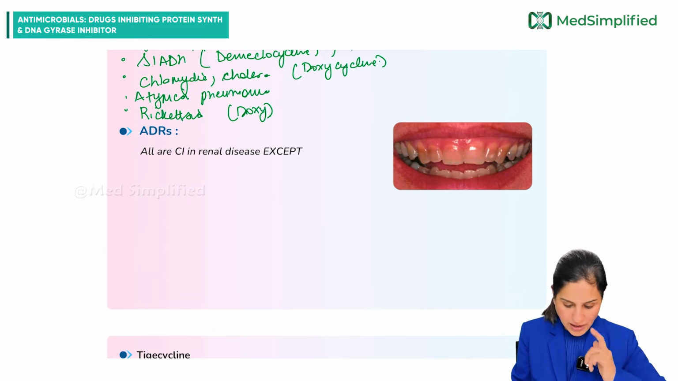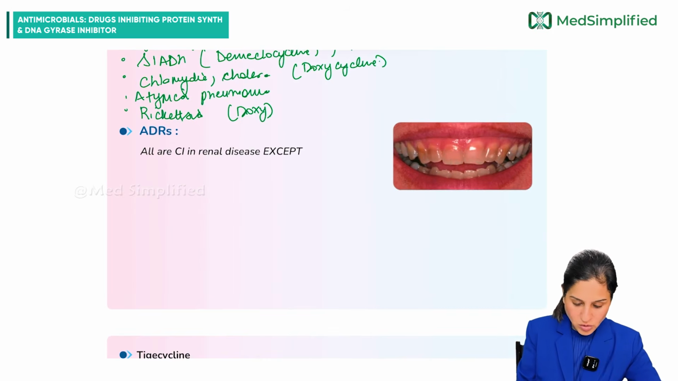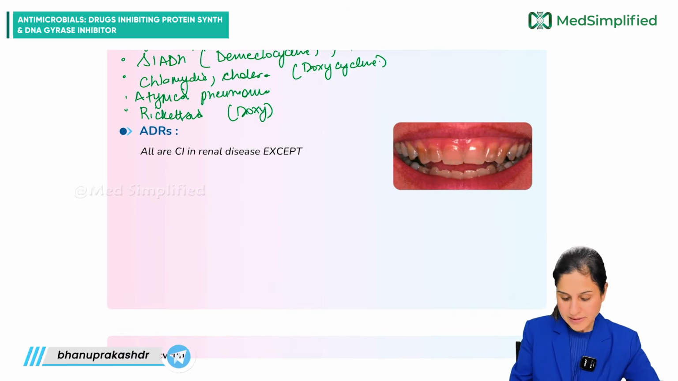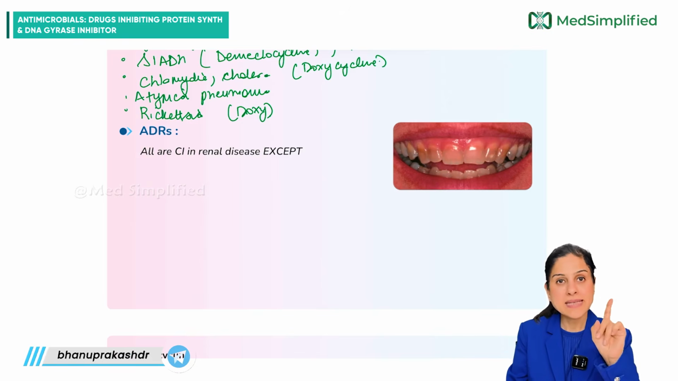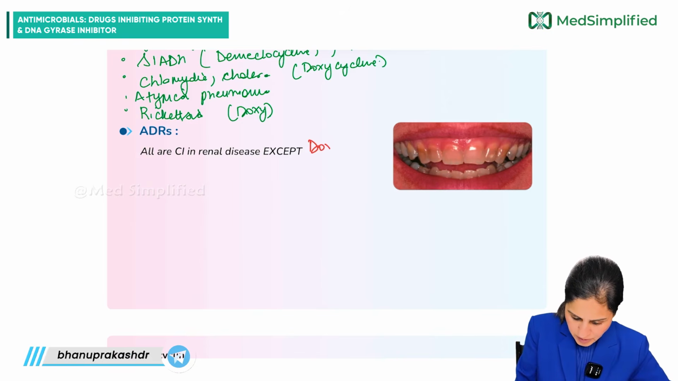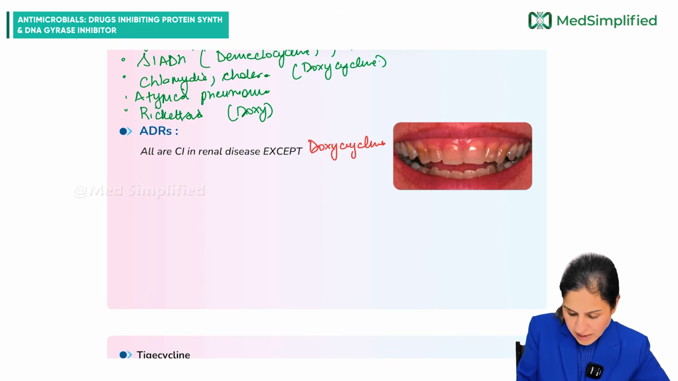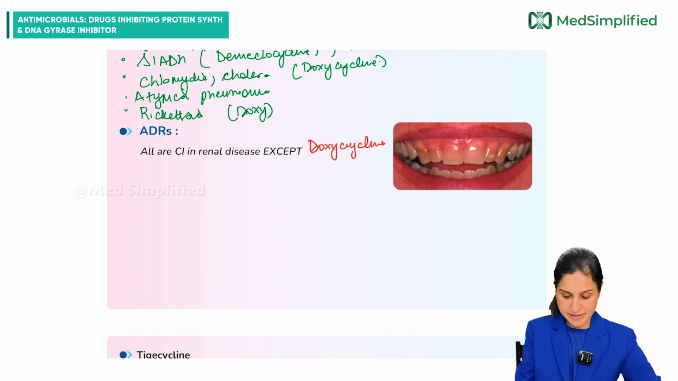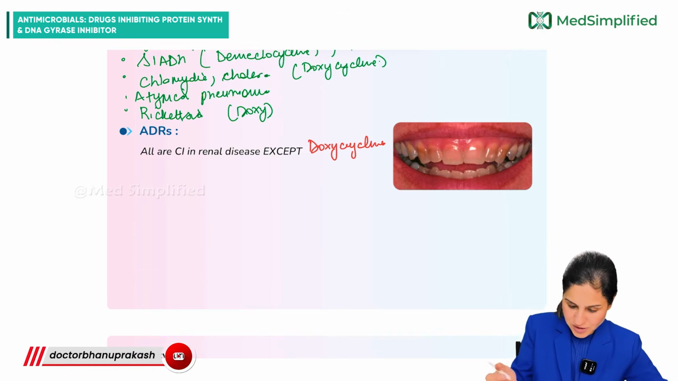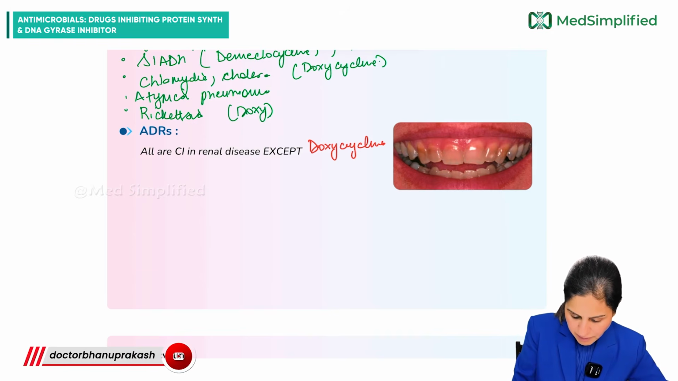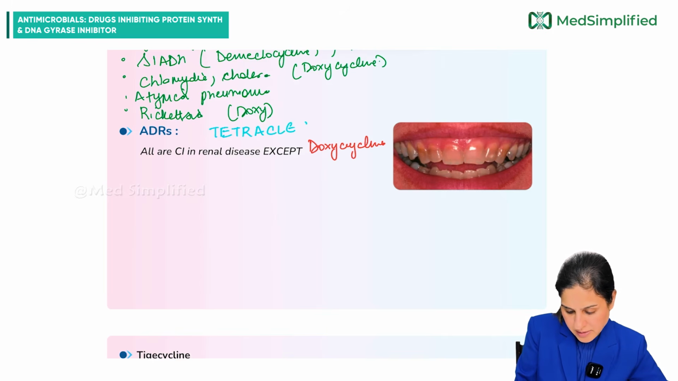Now, very, very important are the adverse effects. They have a lot of adverse effects. All the tetracyclines are contraindicated in case of kidney disease, except for doxycycline. This is the only tetracycline which can be given safely in renal diseases. Now we have another mnemonic to remember the ADRs of tetracycline, and we can remember it easily by tetracles. Easy?